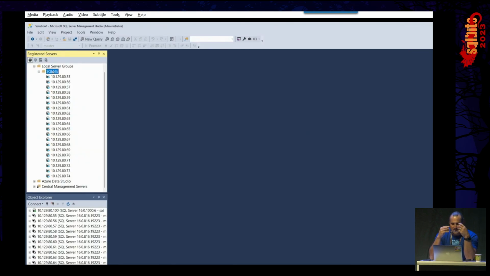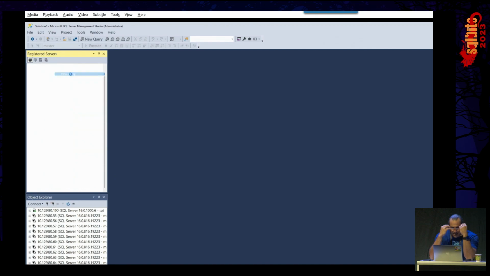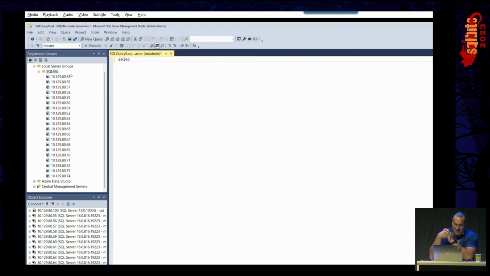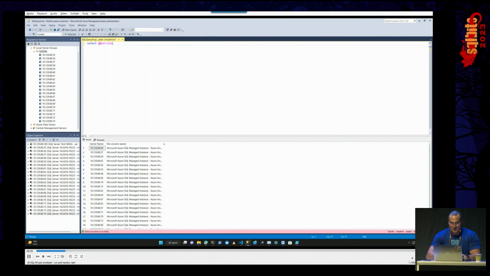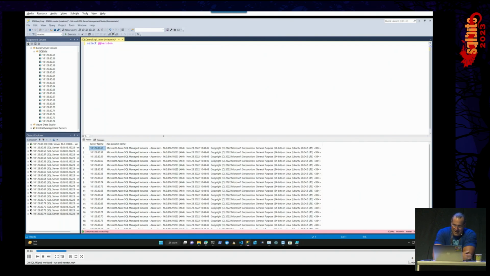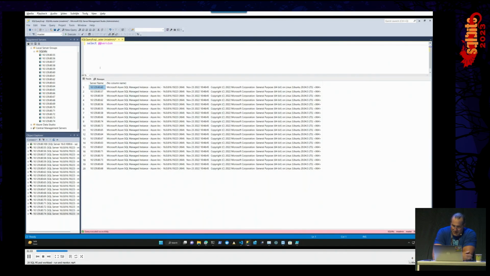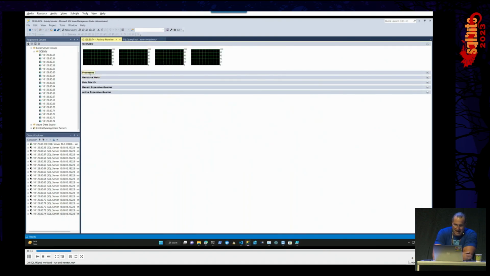They all deployed. There's all of those SQL managed instances. And let's just run, using central management servers, select version. And there's all of them. They all have IP addresses. All 20 of those I deployed in about 12 minutes. All 20 got deployed in 12 minutes. Those are 20 SQL Server managed instances.